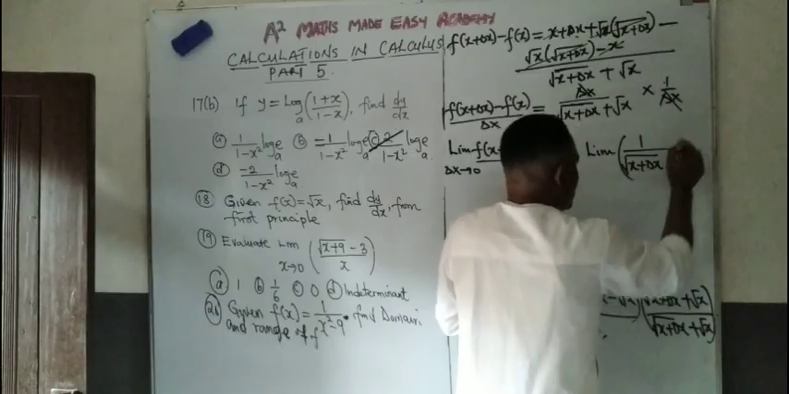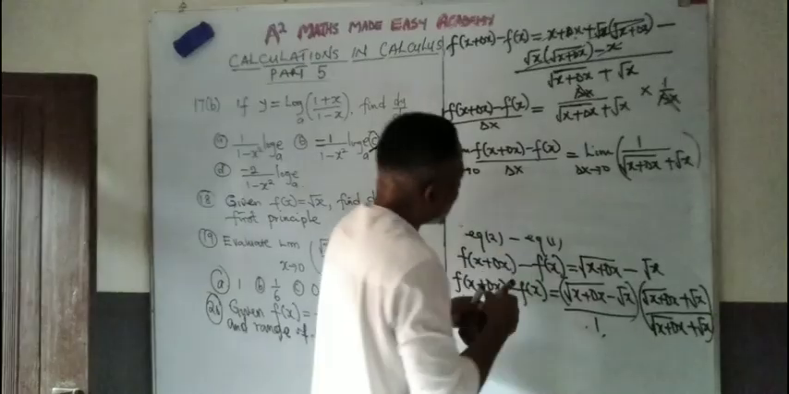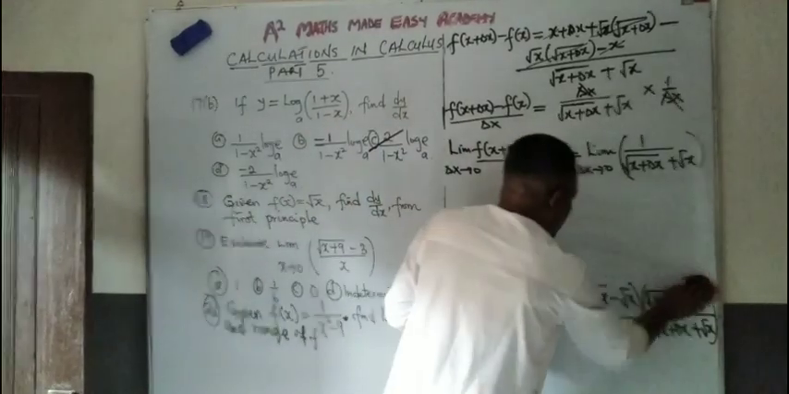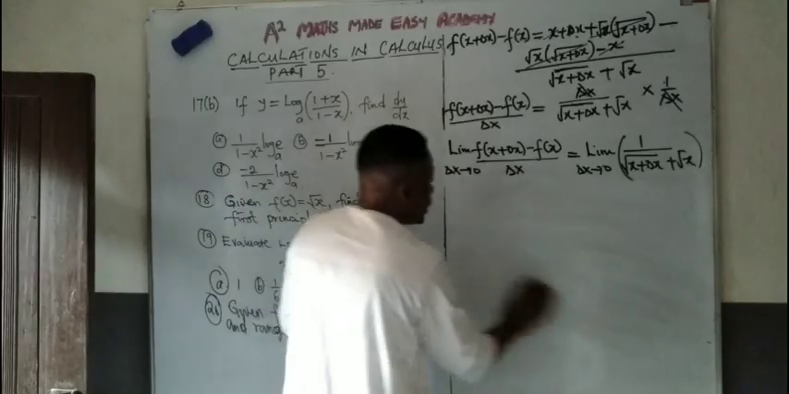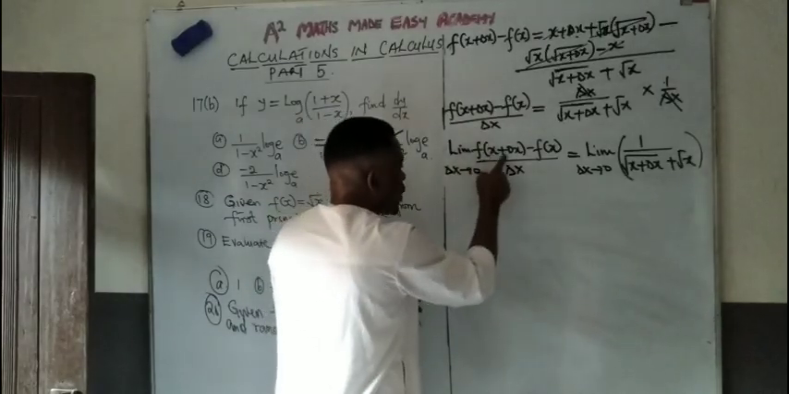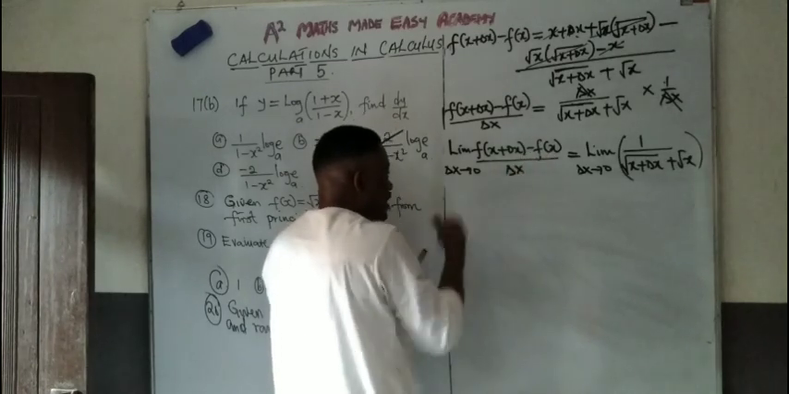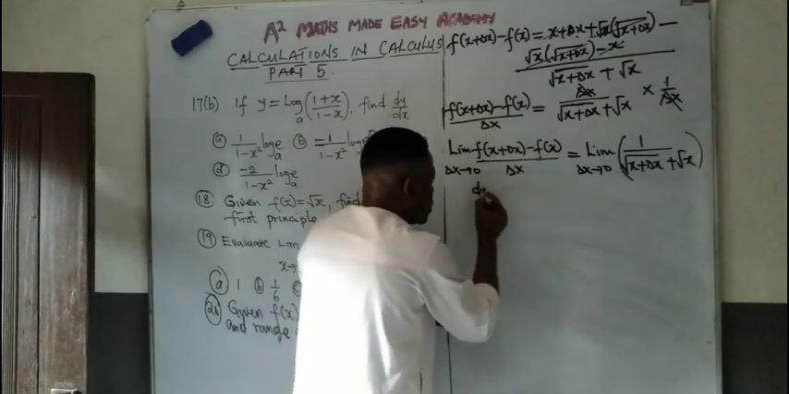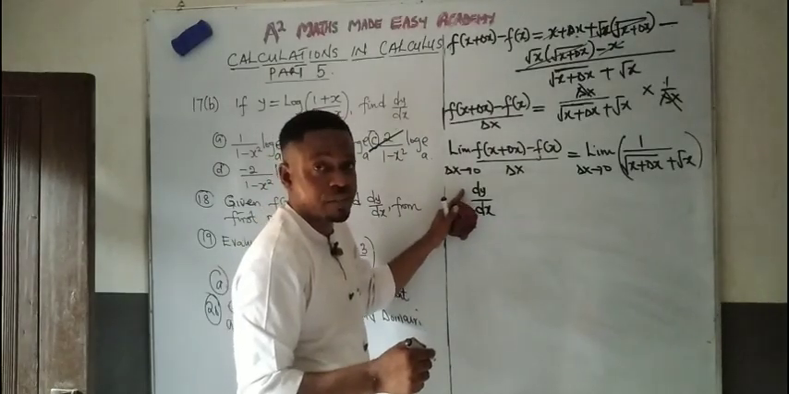x. Close the bracket. As x approaches what? 0. Now the answer is almost there. This is what we call differentiation by first principle. Are you with me now? Then what do you think that we can do here? Watch. When you take the limit of f of x plus delta x minus f of x over delta x, as delta x tends to 0, it will give you small dy all over small dx.